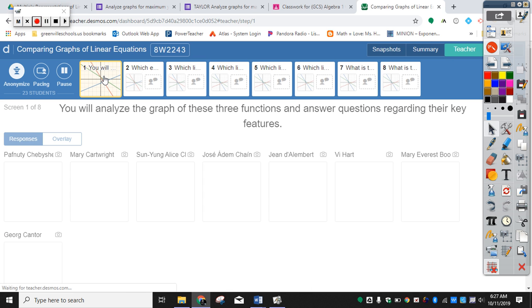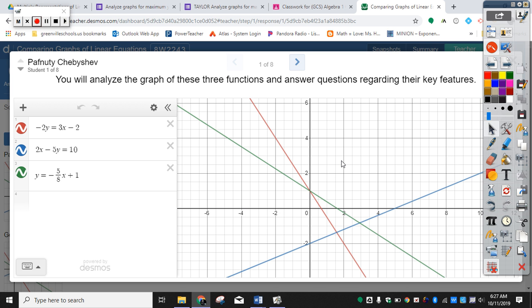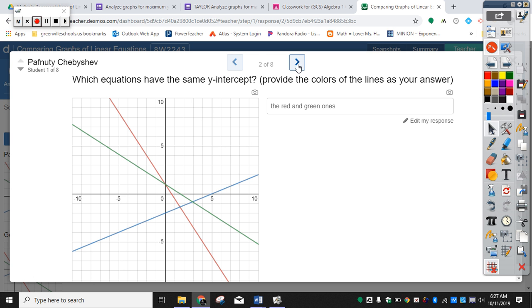So in this Desmos activity, we had the first slide was just a graph of 3 different linear equations, and then we went through a series of questions. The first one was, which equations have the same y-intercept? Y-intercept, that's where the lines cross the y-axis. So it would be along this vertical axis, and it is this red line and this green line. Those two lines have the same y-intercept.